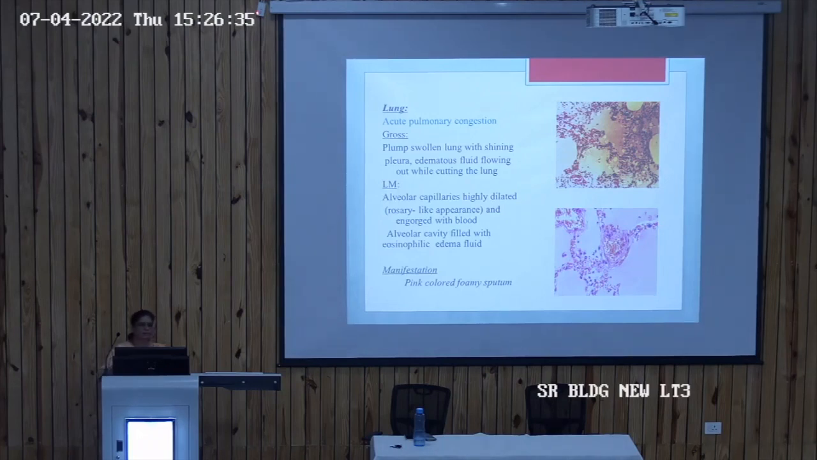So that will be the complaint of the patient. Grossly, a plump swollen lung with shining pleura, edematous fluid flowing out while cutting the lung.